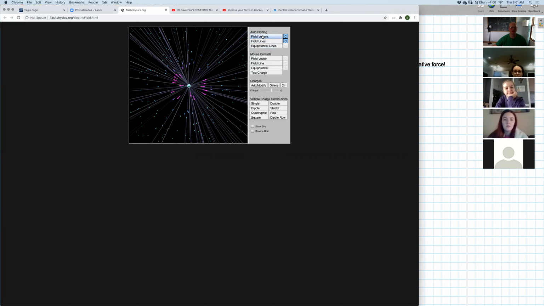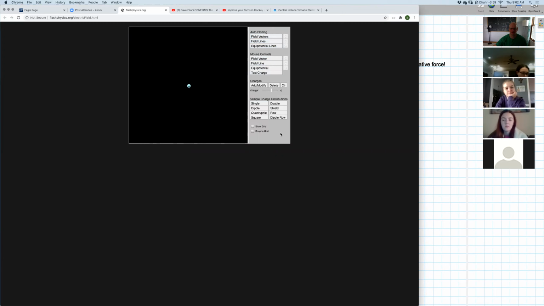And then I can also draw the vector fields. So here it'll draw the arrows as well. And again, the length of the arrow refers to the magnitude of the field. So the closer it is to the charge, the longer the arrows. And then as you get farther out, it looks more just like little specks. Or we can draw different configurations.